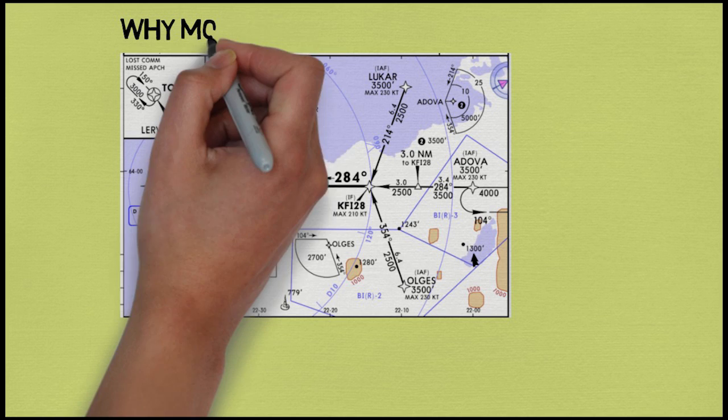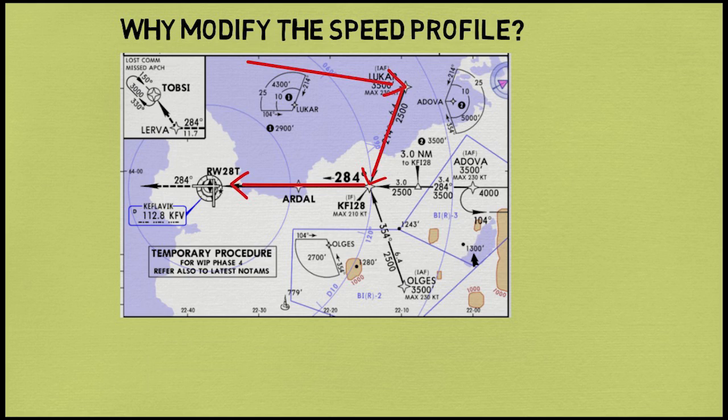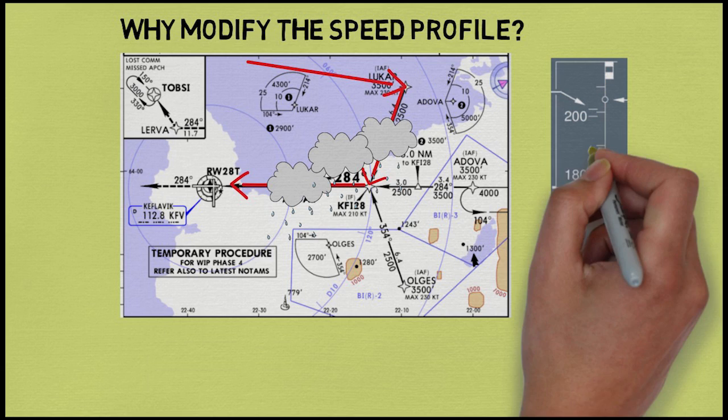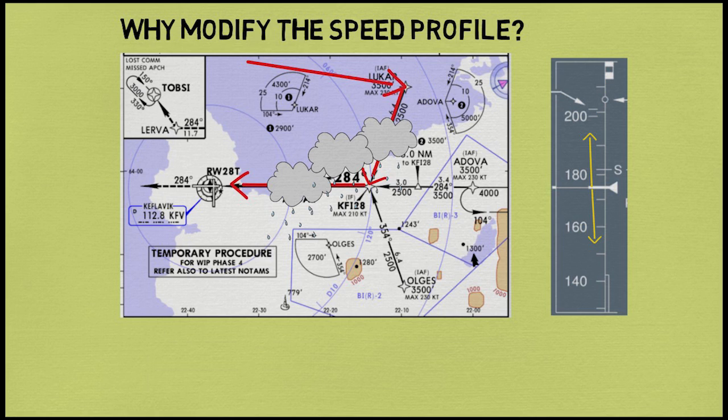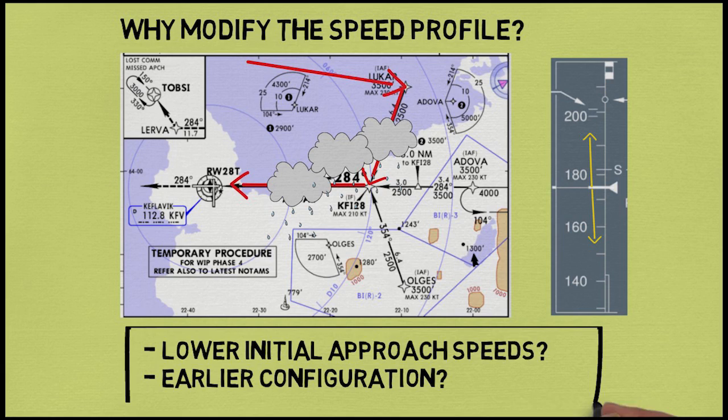Let me show you this example. Look at these turns. They look really sharp. Maybe you want a relatively lower speed to make them manageable. And what's this? Bad weather at the same time. Maybe the speed trend will be shooting up and down. In this case, you may want to slow down a bit early and get the aircraft at least partially configured. In this example, maybe slowing down to configuration 2 might make things more manageable.